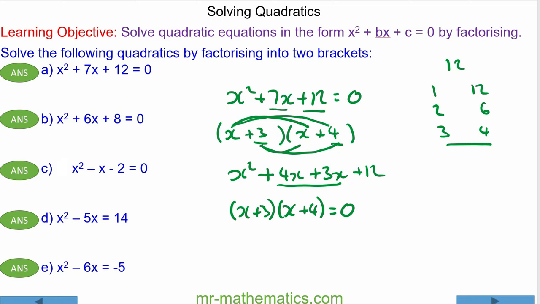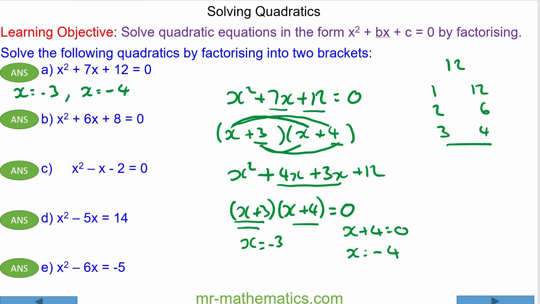Now, we need two numbers multiplied together to make 0. So if this bracket will equal 0, anything times the 0 would be the 0. So in this case, x will have to equal negative 3. And for x plus 4 to make 0, x will have to equal negative 4. So the solutions are x equals negative 3 and x equals negative 4.